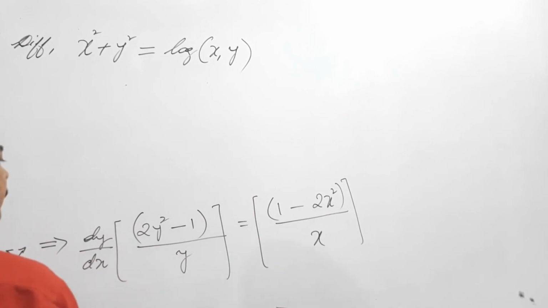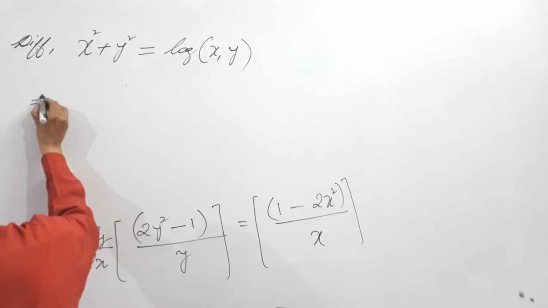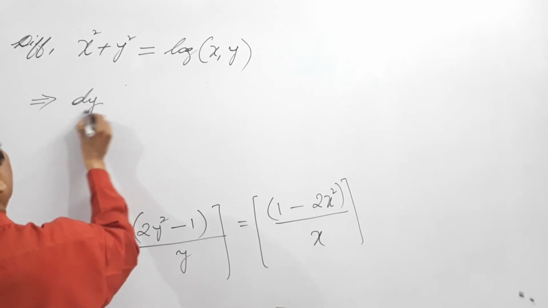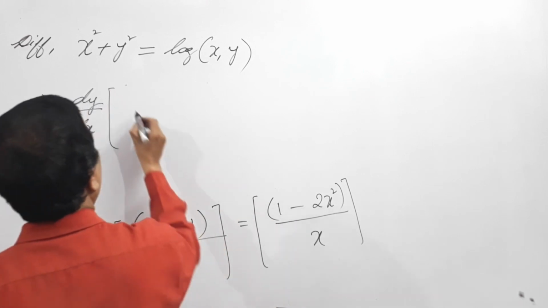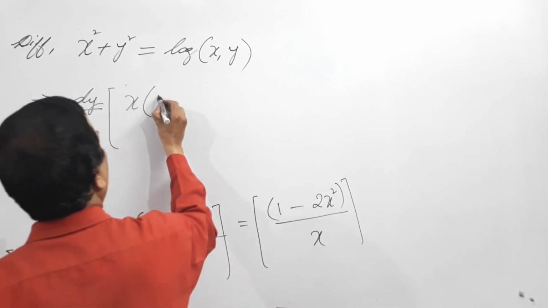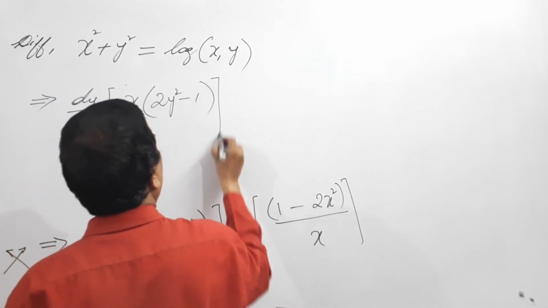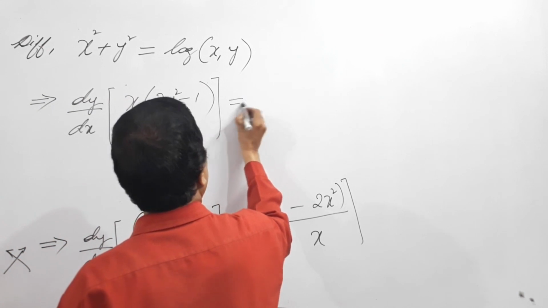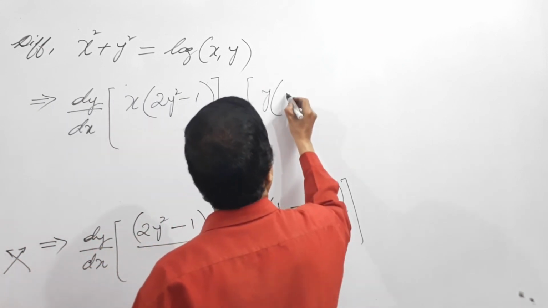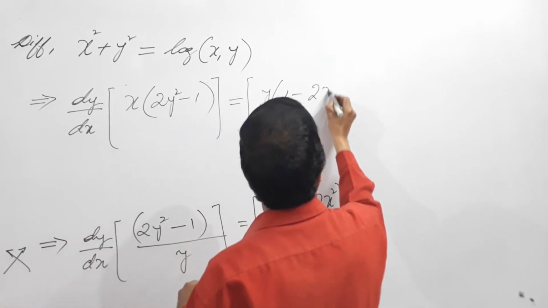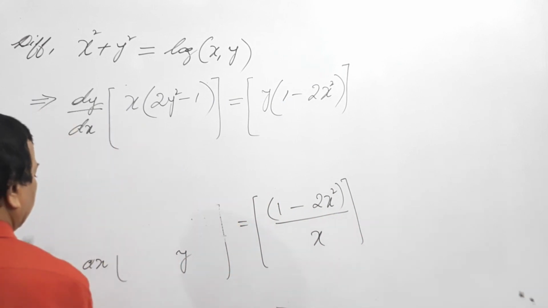What happens? This and this here, that is dy by dx into x into 2y square minus 1 equals to, this is y into y into 1 minus 2 x square. I'll rub this.